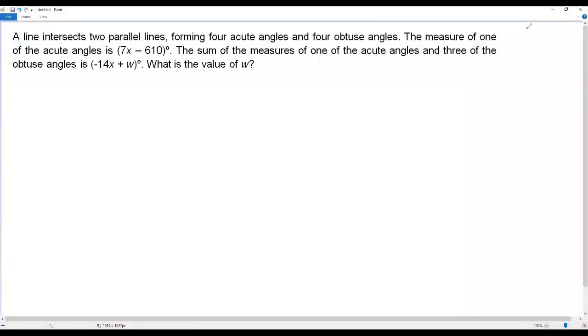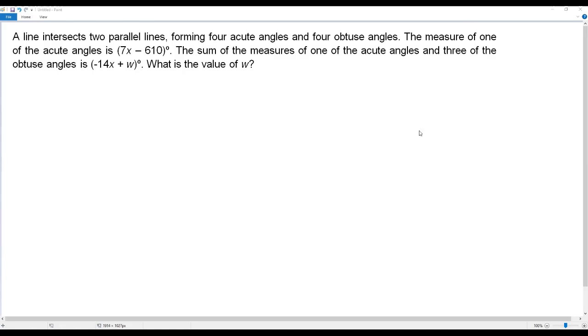Here we have a SAT math question. Okay, let's go with the information. A line intersects two parallel lines forming four acute angles and four obtuse angles. The measure of one of the acute angles is 7x − 610 degrees. The sum of the measures of one of the acute angles and three of the obtuse angles is −14x + w degrees. What is the value of w?